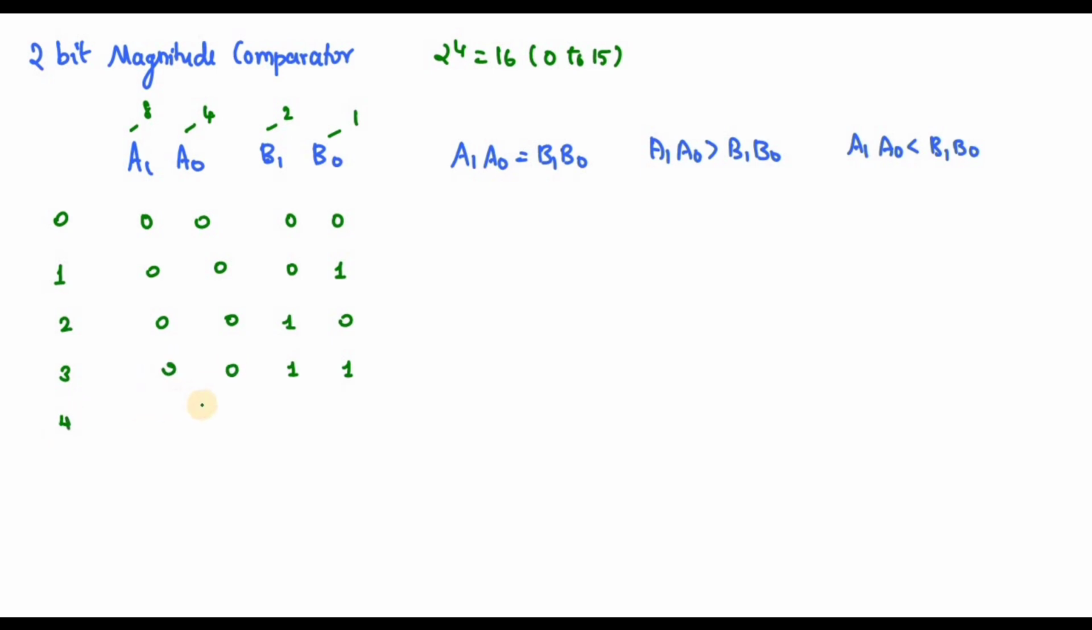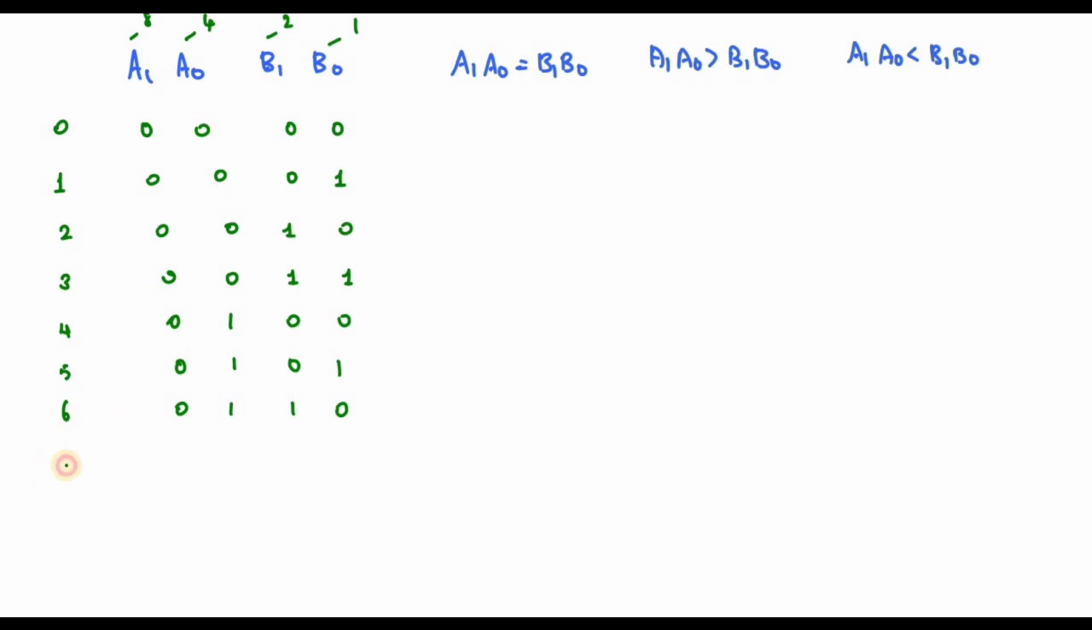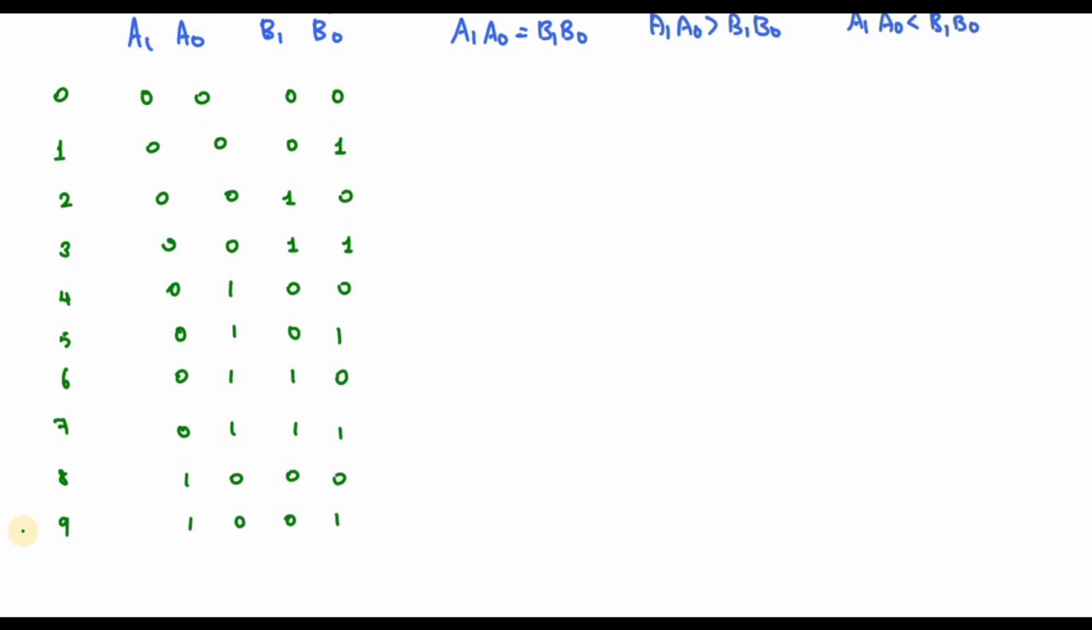So how to represent 4? A0 is 4, so this is 0, 0. How to represent 5? 0, 1, 0, 1. Right? How to represent 6? 0, 1, 1, 0. How to represent 7? 0, 1, 1, 1. How to represent 8? 1, 0, 0, 0. How to represent 9? A1 is 1, B0 is 1. Okay. So 8 plus 1 is 9. How to represent 10? 1, 0, 1, 0.